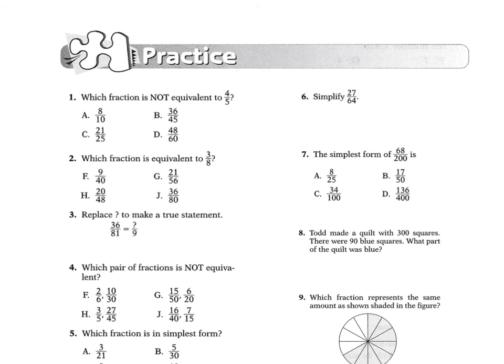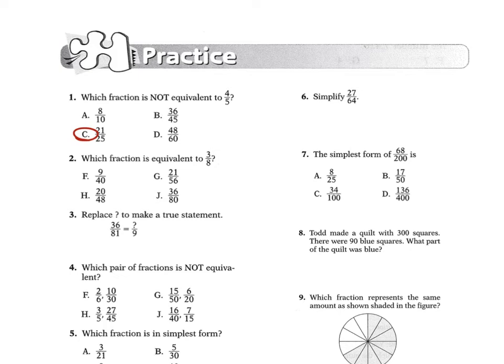For our next section of practice, we have which fraction is not equivalent to 4/5. Well, 4/5 is the same thing as 8 over 10. If we multiply the 4 by 9, we get 36. 5 times 9 is 45, so B is not the answer. 4 times something is 21, so C is not equivalent.